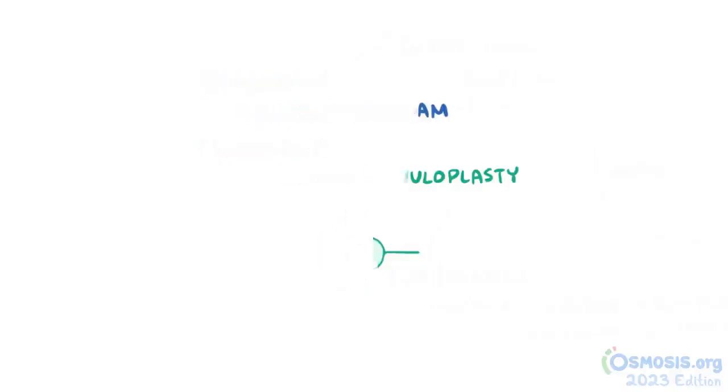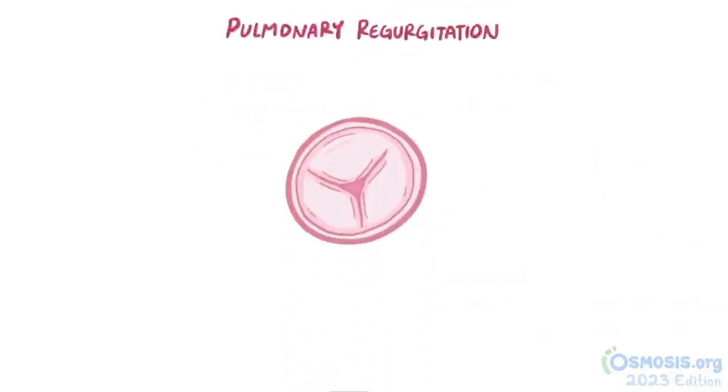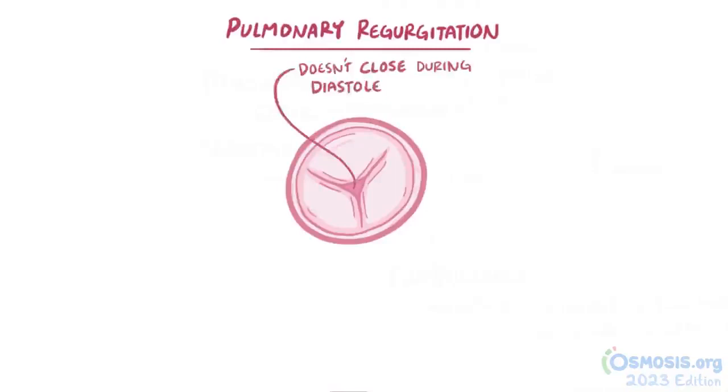Alright, so that was pulmonary stenosis, but what about pulmonary regurgitation? With pulmonary regurgitation, the valve doesn't close all the way during diastole, or ventricular filling, so blood ends up flowing back from the pulmonary artery into the right ventricle.